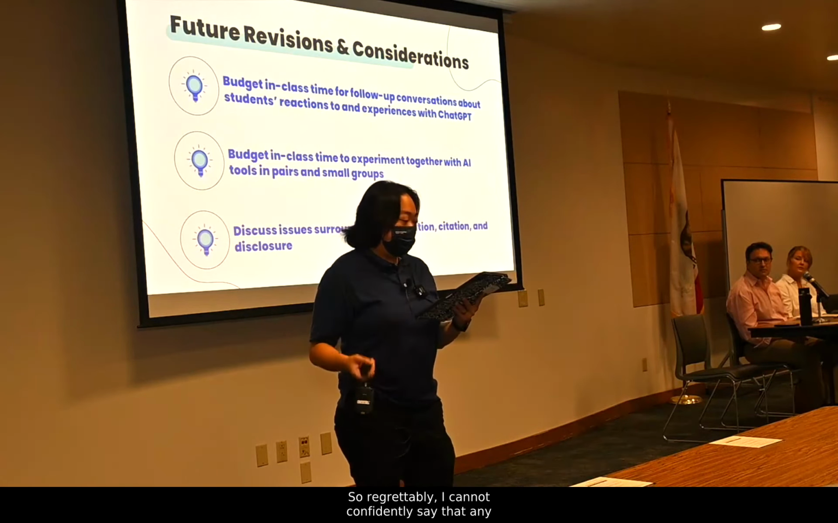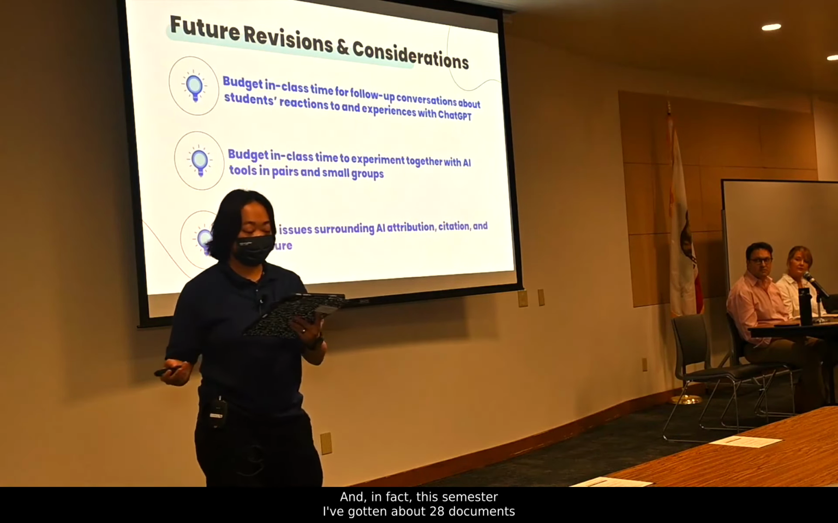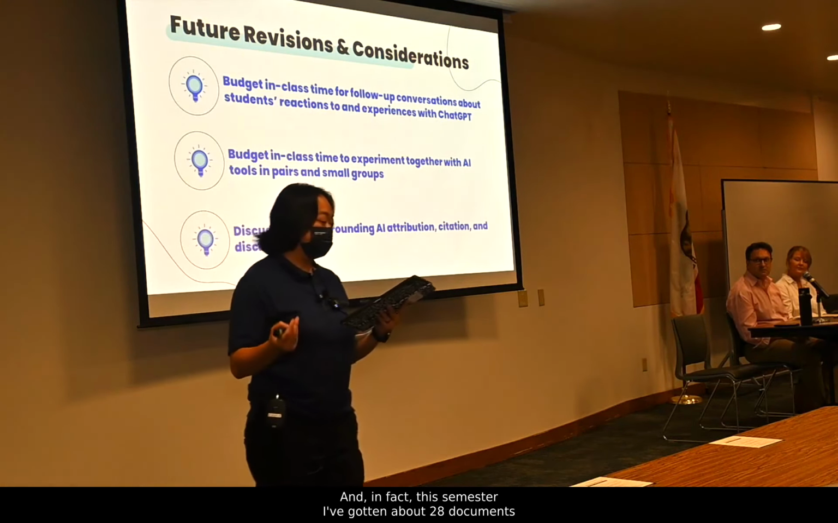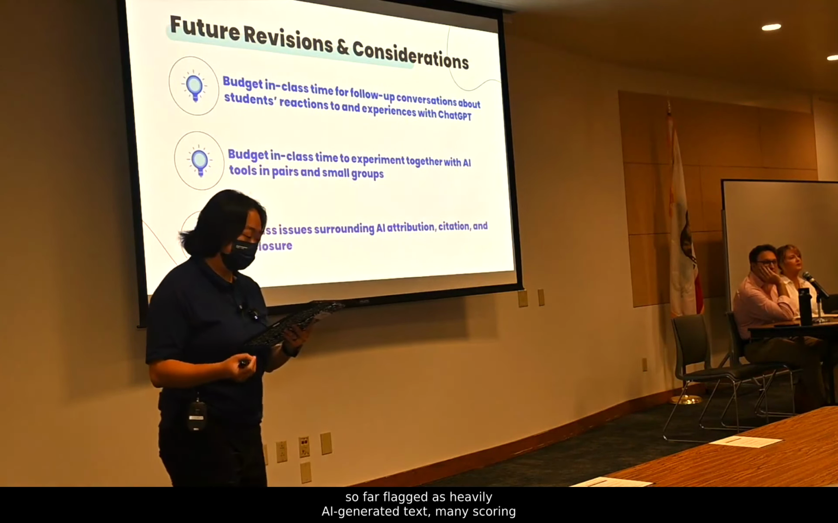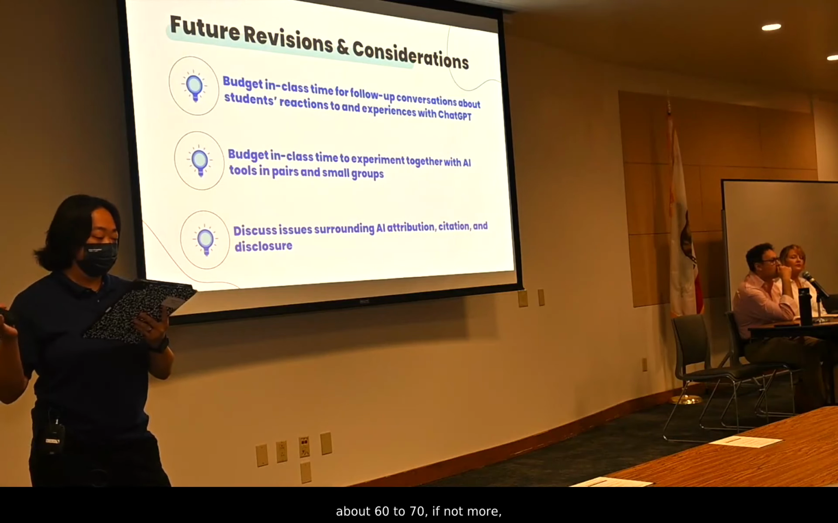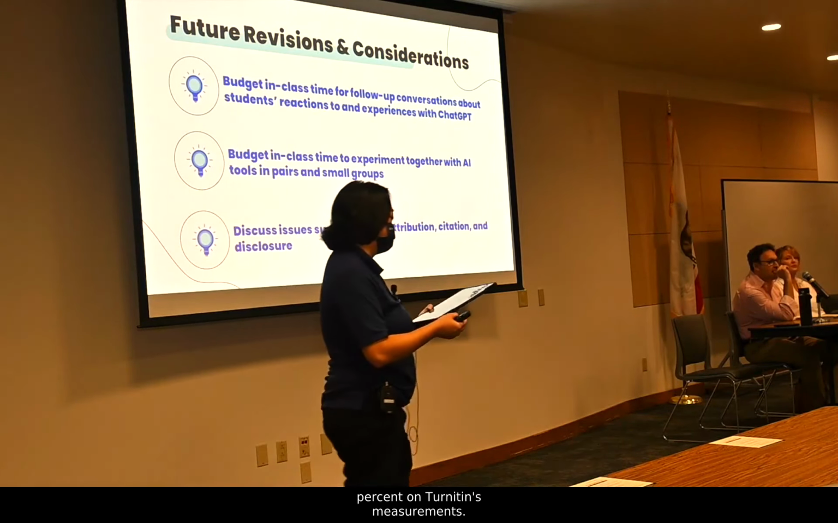So regrettably, I cannot confidently say that any of my activities have actually curbed the use of AI. And in fact, this semester I've gotten about 20 documents so far flagged as heavily AI-generated text, many scoring about 60 to 70, if not more, percent on Turnitin's measurements.